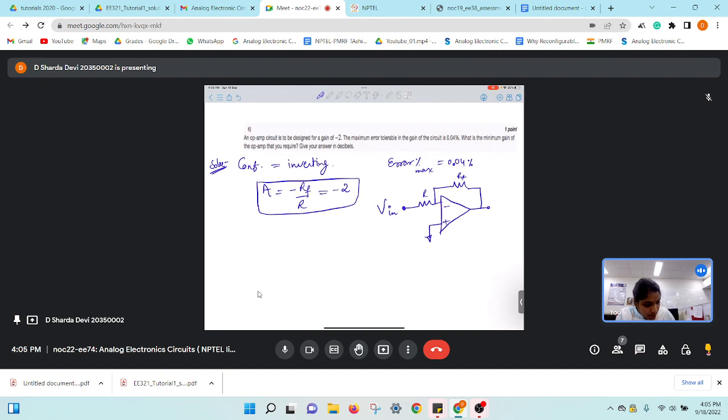RF, R, Vout, and it is Vx. So A is minus RF by R for this configuration. Another way of writing: for a basic op-amp, how do we write its output? It is simply equal to, let's say its open loop gain is A dash, so A dash into the differential input. So what is the differential input? 0 minus Vx. Now what is the value of Vx?